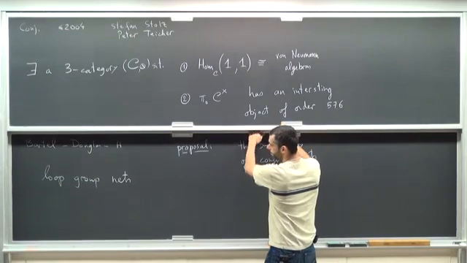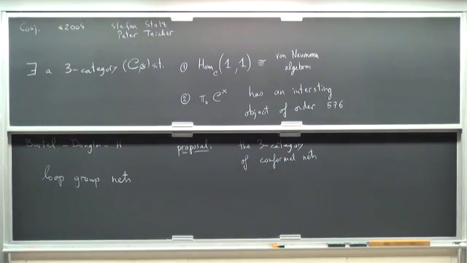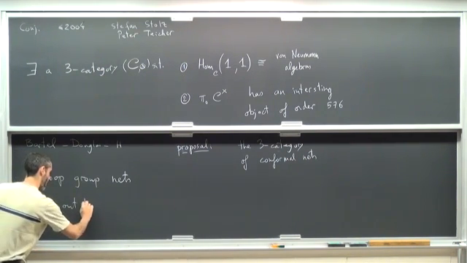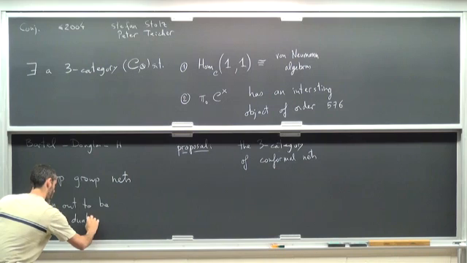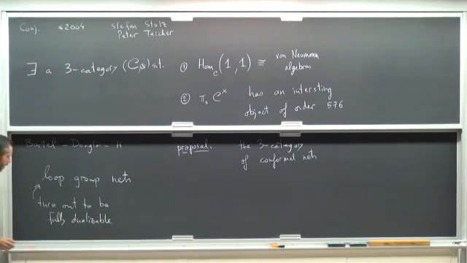So these loop group nets turn out to be fully dualizable. It's not, I only know this fact for some of the loop group nets. For types A and D it's known; for other types it's certainly expected but not known. But let me pretend that it's known.